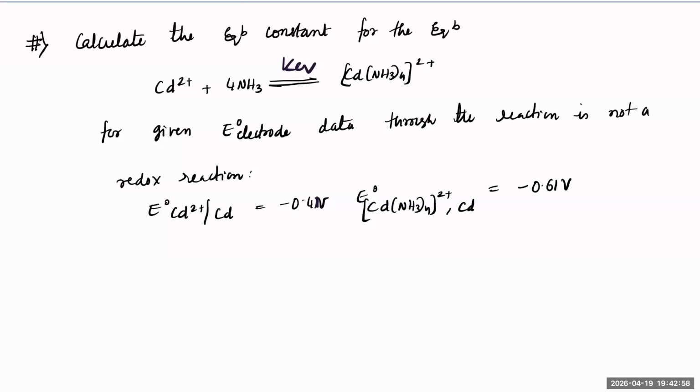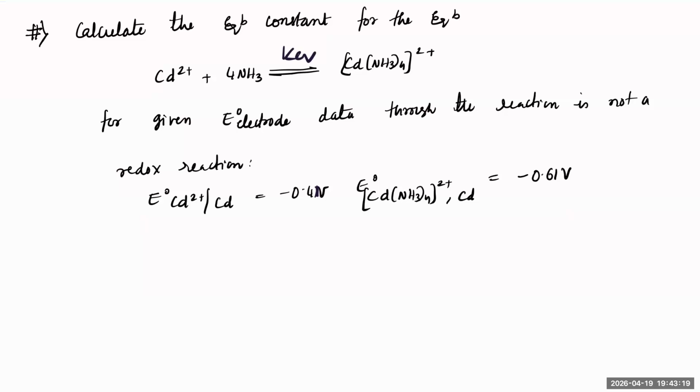Calculate the equilibrium constant. Okay. For a given electrode data through the reaction, if it is not a redox reaction. E naught value is given. This E naught value is given. We need to find out the equilibrium constant. Okay. So I suggest you try for a minute. Then I'll explain to you how to.